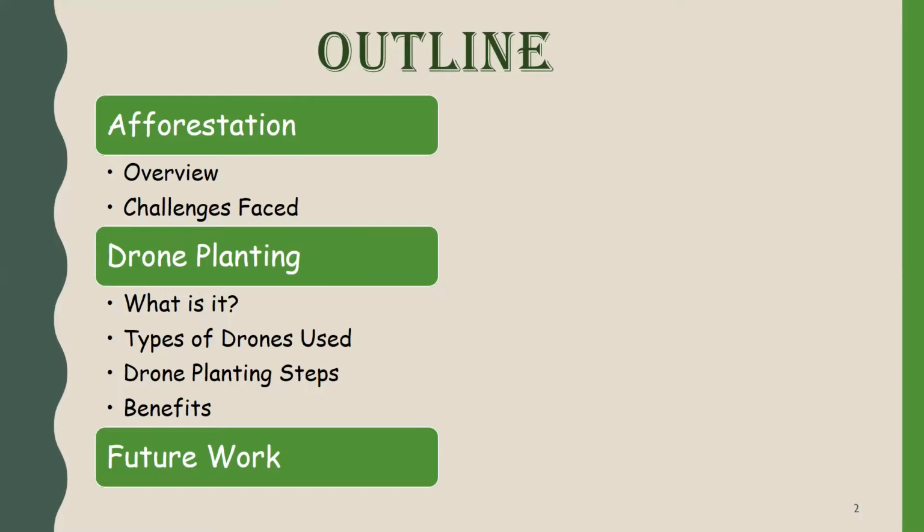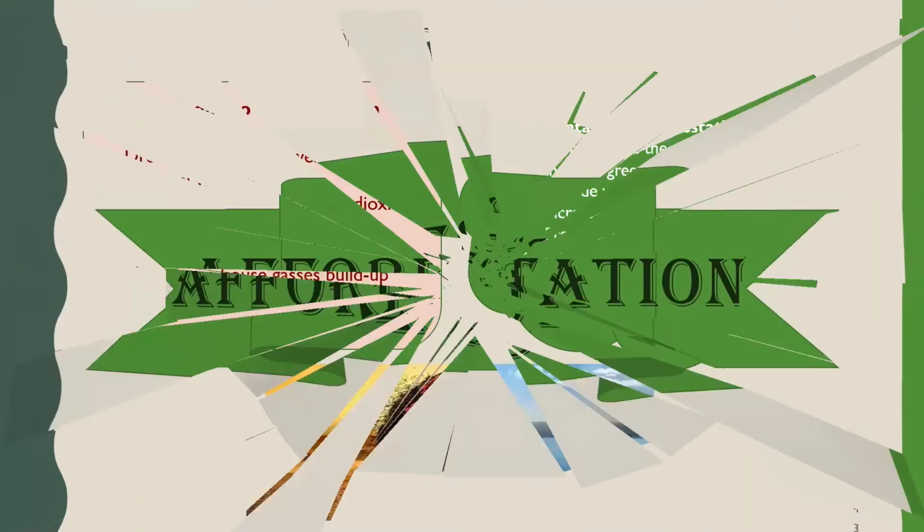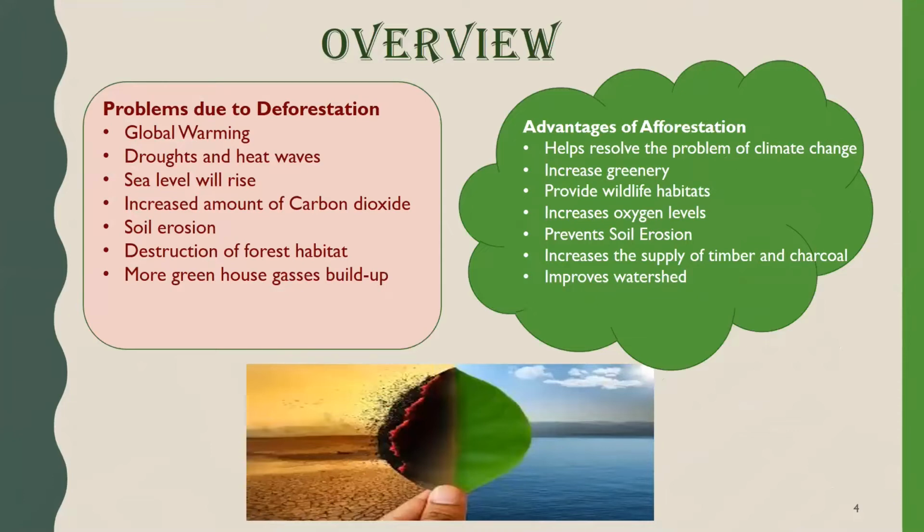So, what can be the future work we would be doing, like after afforestation. In the overview, I have written the problems due to deforestation and advantages of afforestation. I think that you would be knowing all of these, but I could say some of these. Problems due to deforestation: global warming, increased amount of carbon dioxide, soil erosion, destruction of forest habitat, droughts and heat waves, etc. And the advantages of afforestation are it helps resolve the problem of climate change, increases greenery, prevents soil erosion, improves watershed, etc.